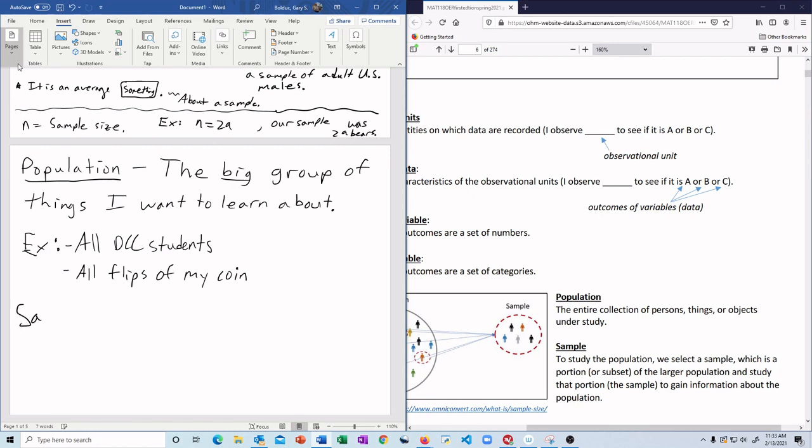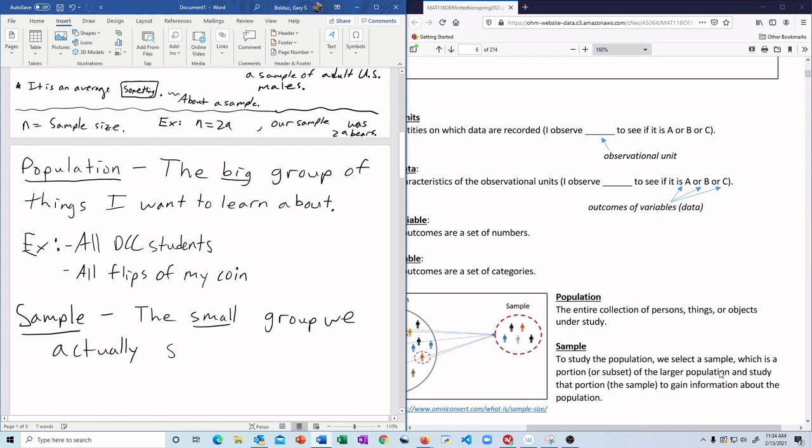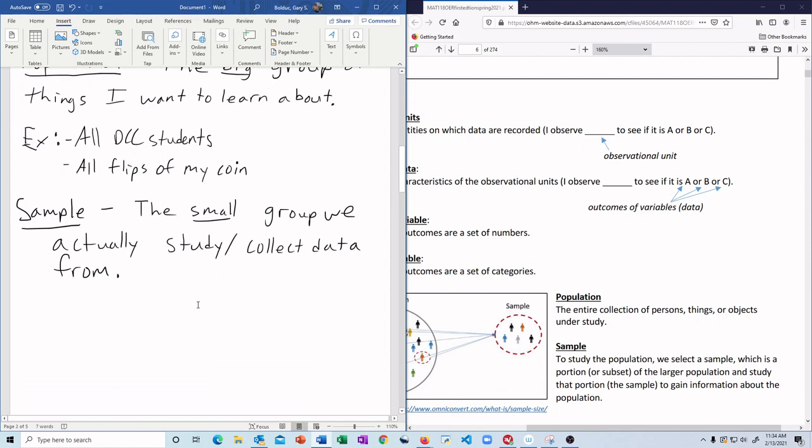All right, what about sample? So then we could do the sample, right? Same thing. Let's read it on here. To study the population, we select a sample, which is a portion or subset of the larger population. Okay. So what is the sample? So the sample is the small group we actually study, or another way to think about it is collect data from. All right, so that's just my own words. You should try it in your own words too. But it's the smaller group that we actually study and collect data from. And to try to nail home kind of the connection between these, you draw yourself a little picture. Here is your population.